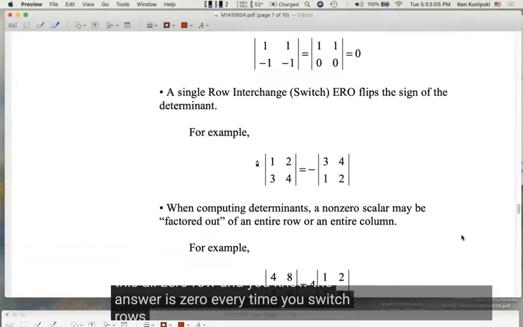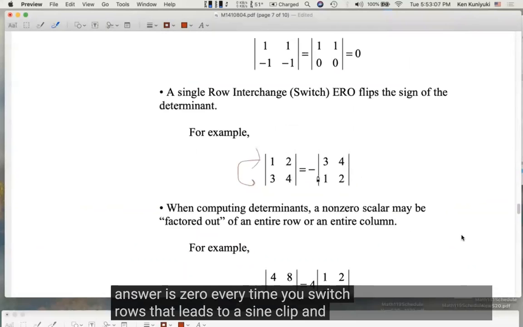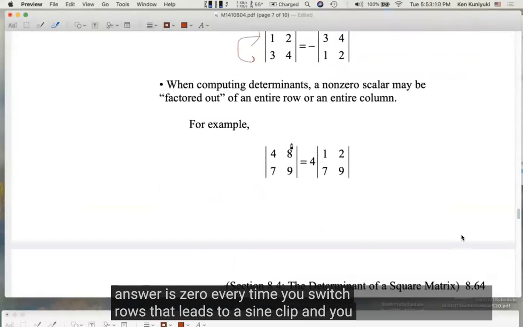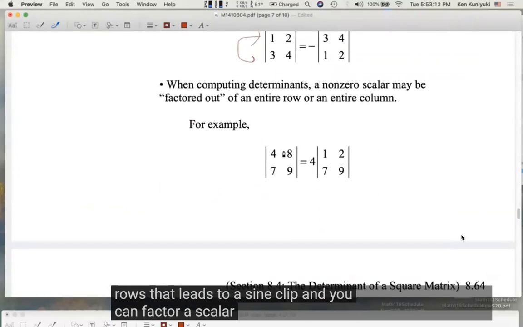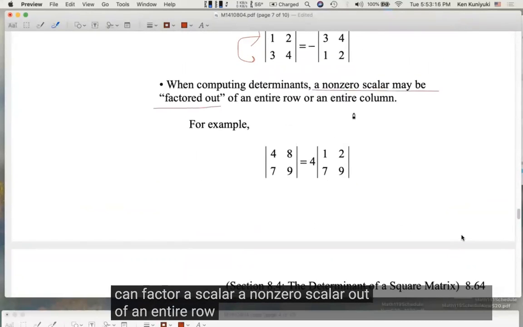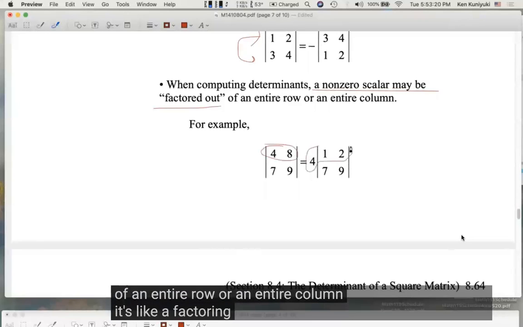Every time you switch rows, that leads to a sign flip. And you can factor a scalar, a non-zero scalar, out of an entire row or an entire column. It's like a factoring here, out of a single row. But again, that won't be really in our class. You'll see these in Math 254, linear algebra.